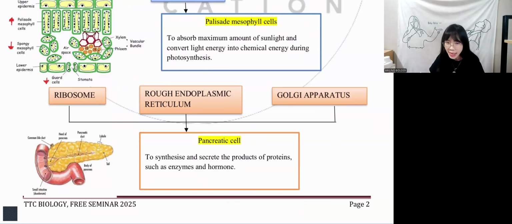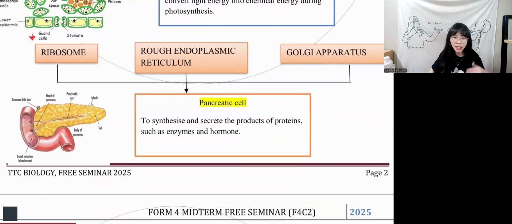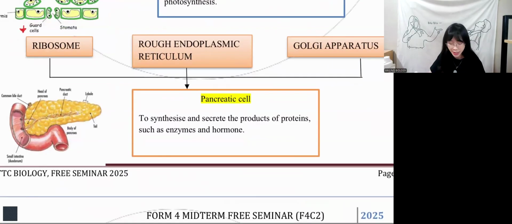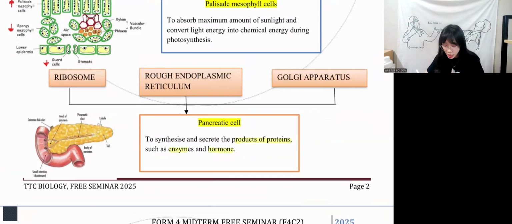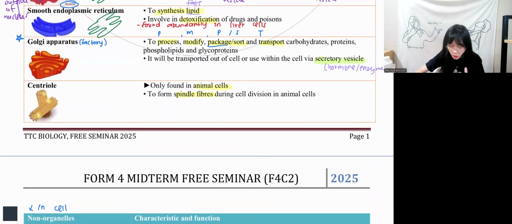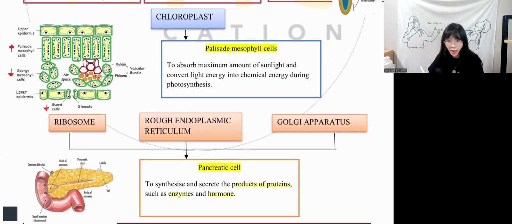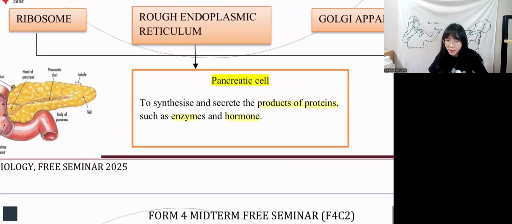In your pancreatic cell, we have a lot of ribosome, RER, and Golgi Apparatus. This pancreatic cell, which is your pancreas, why do they have a lot of this? They will produce products of protein, such as enzymes and hormones. Enzymes and hormones are made of protein. That's why the secretory vesicle has a lot of what? Hormone and enzyme. Because they are the ones that secrete hormone and enzyme in your pancreatic cell.